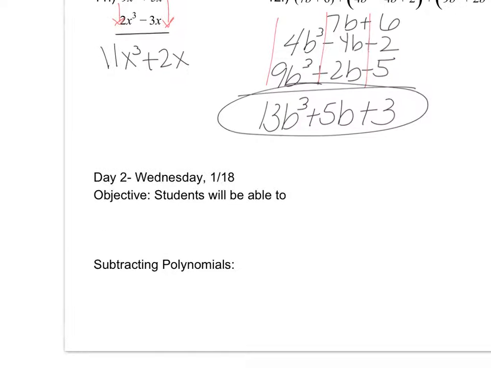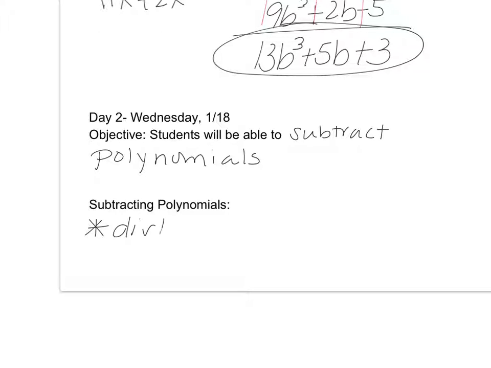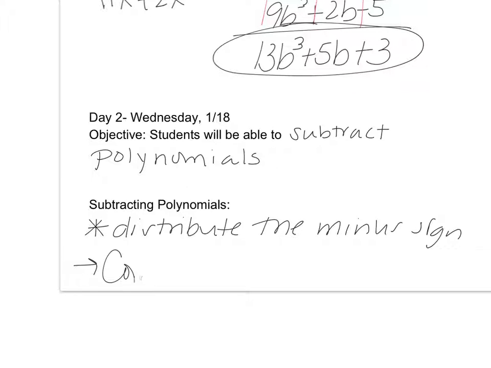Okay? So on Wednesday, we just continued. We actually worked on adding on Wednesday, but we're going to add in subtracting polynomials as well. Now, the big difference here is that in order to subtract, you have to first distribute the minus sign. And then once you've done that, you're going to go back and combine your like terms, which is what we were doing with the adding.